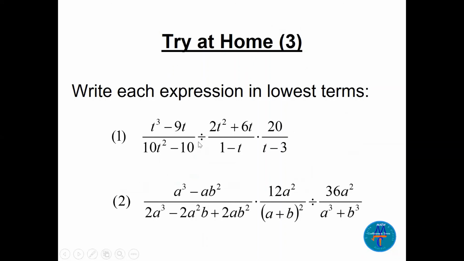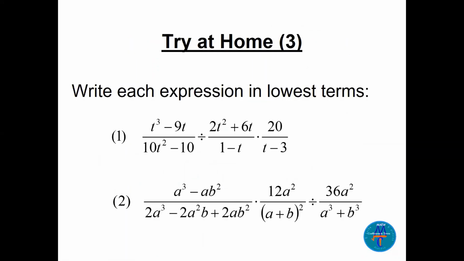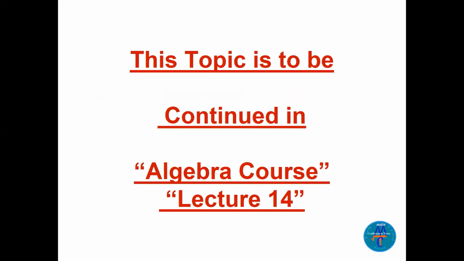Now, another nice question to try at home. This is something divided by something times something, something multiplied by something divided by something. Both are nice, really. The second one is best. The answer is on the next slide. If you want to see the complete solution of this, you can go directly to additional solved questions, simplify rational expressions. These are the answers. This topic is to be continued in lecture 14.